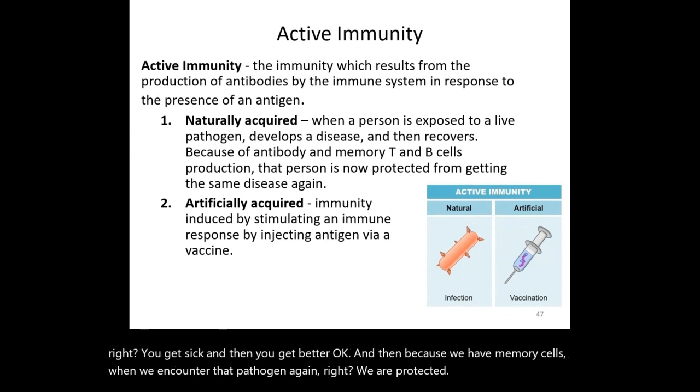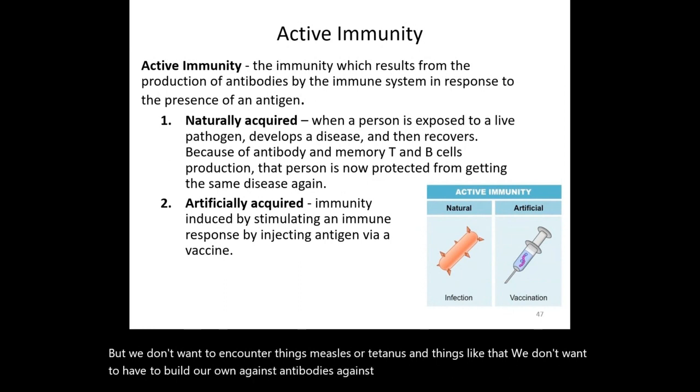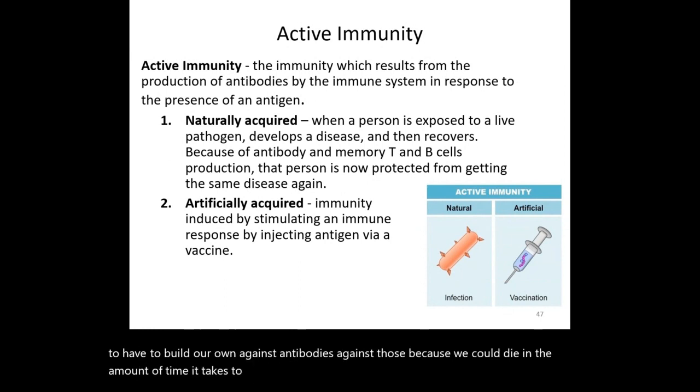But we don't want to encounter things like measles or tetanus and things like that. We don't want to have to build our own antibodies against those, because we could die in the amount of time it takes to produce antibodies. So that's where things like vaccines come into play.